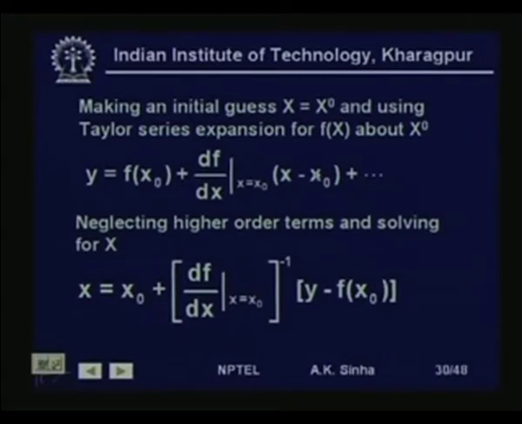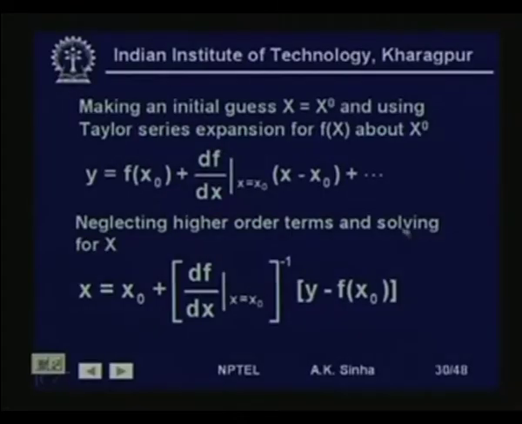Now, since if we say that our initial guess, that is x 0 is very close, then the higher order terms, which are x minus x 0 square and other terms, are going to be much smaller. So, we can neglect them. So, neglecting higher order terms and solving for x, we can write this as x is equal to x 0 plus df by dx at x is equal to x 0 inverse into y minus f x 0. That is, from here this expression itself we are calculating x like this.